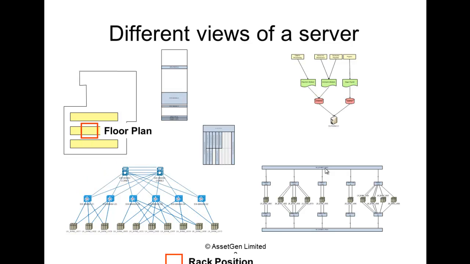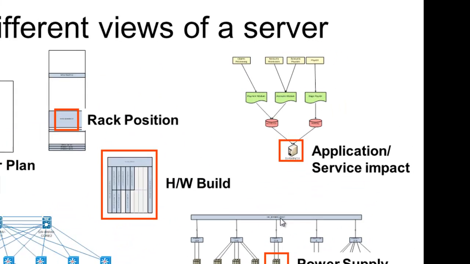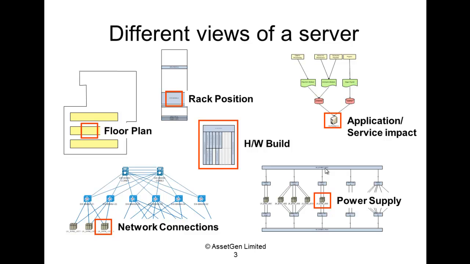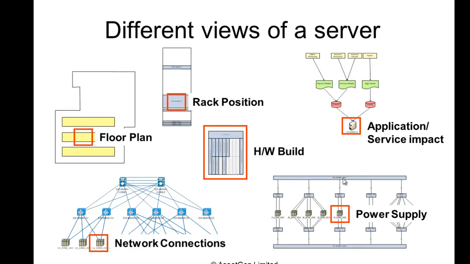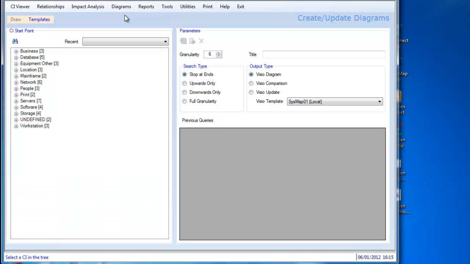There are many different views of a server, and what I'll be focusing on here is the application service impact you see on the top right there. All the other types of Visio diagrams and ways of explaining where things are or how they connect together are covered in other videos. First of all, we log into our AssetGen SysMap application and we pick up a configuration item which is of particular interest that we want to explain as a diagram. I'll show you the manual process and I'll show you how we then automate it.